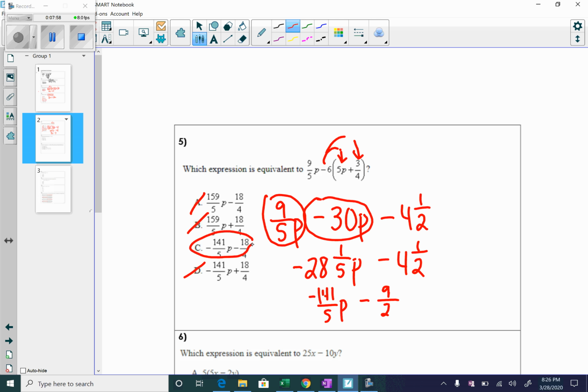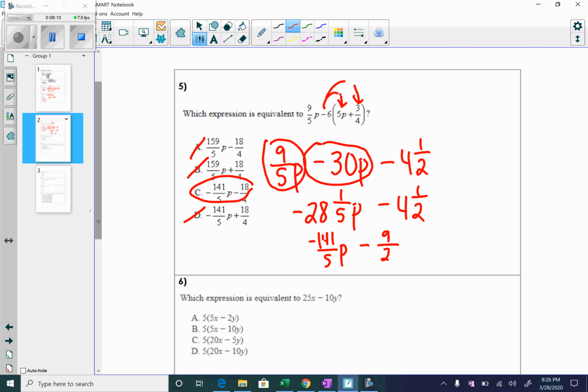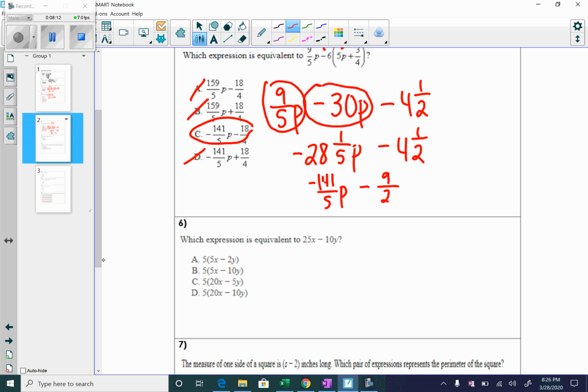So you just have to be careful, that your answer might not exactly match one of the choices. You have to find the one that it's equivalent to, it just may be written in a different form. Okay, so for number 6, I have a couple of choices here. I can factor this and get my answer, or I could distribute out all of the choices and see which one gives me 25x minus 10y. So I'll factor it and then we can check it by distributing. So I know that the GCF here is 5. So 5 goes in front, and I'm left with 5x minus 2y.